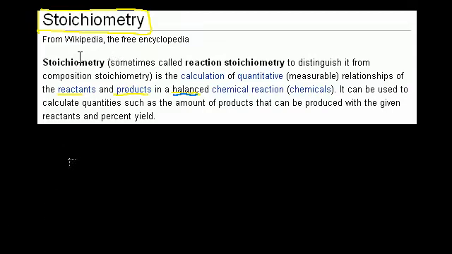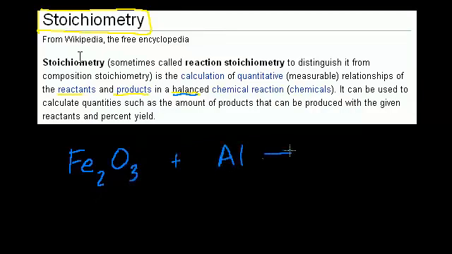Just so we get practice balancing equations, I'm always going to start with an unbalanced equation. So let's say we have iron(III) oxide, Fe2O3, so 2 iron atoms with 3 oxygen atoms, plus aluminum, Al, and it yields Al2O3 plus iron. Remember, when we're doing stoichiometry, first of all, we want to work with balanced equations.